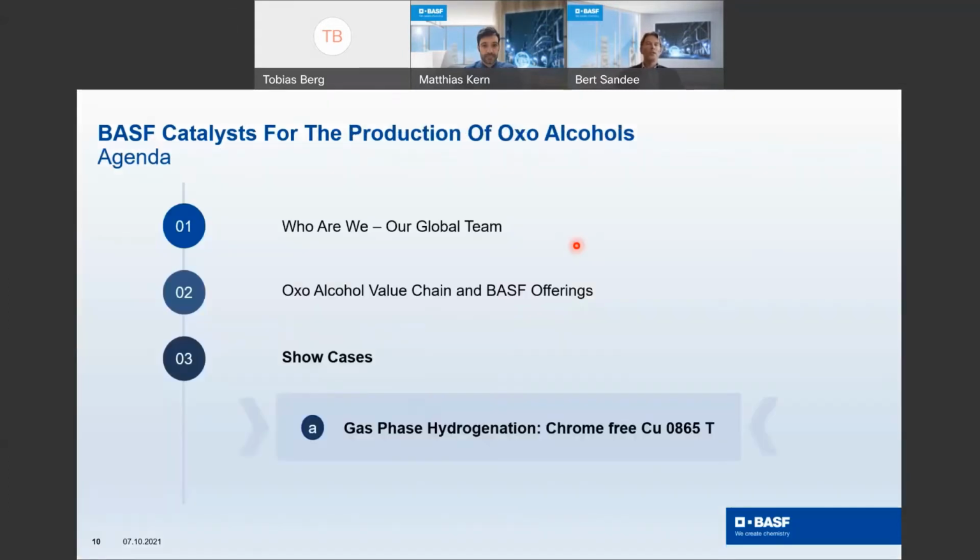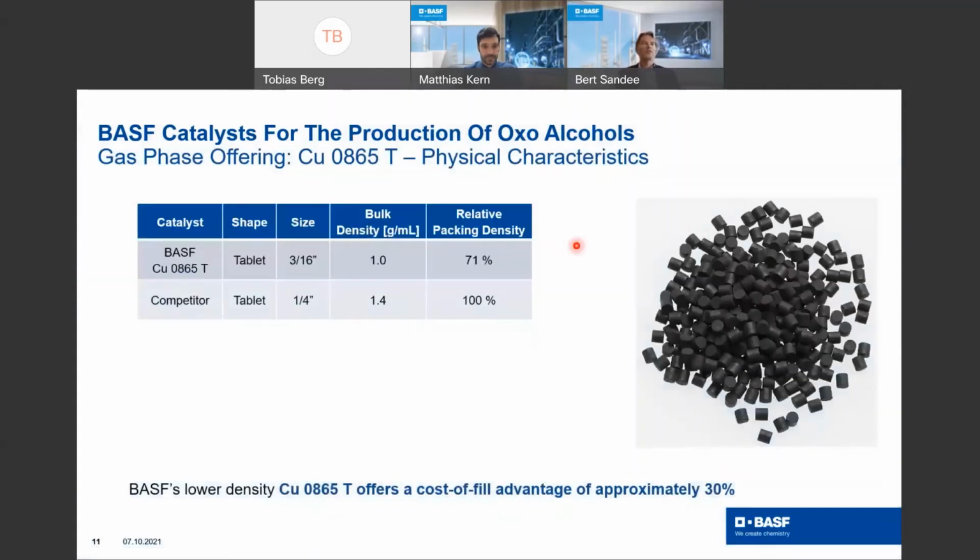So let's dive into the showcases. The first one will be on gas phase hydrogenation and our 0865 tablet that we're offering there. And we would like to show benchmarking versus a very well-known competitor tablet. And what you can immediately see is that our product is produced at a lower density. So if you translate that to packing density, then it will be only 70% versus that competitor catalyst, which means that it can bring you a cost of fill advantage of approximately 30%. And we added a picture here just to show how this product looks.